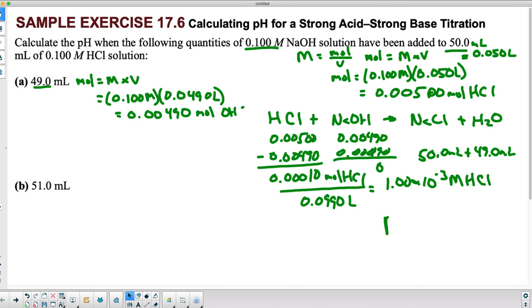The pH for this is equal to the negative log of 0.001, and basically the pH is equal to 3. Good. That's the first part, part 1, keeping it short.